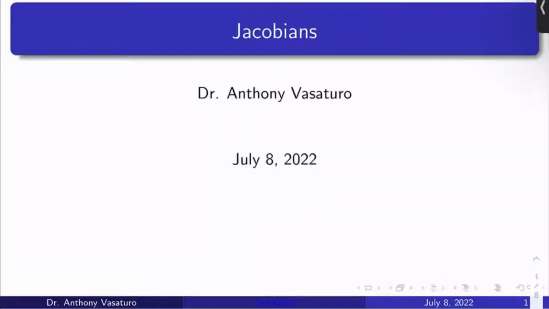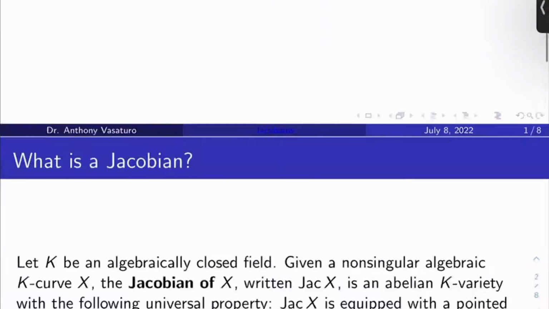Welcome back, everybody. Today we're going to discuss the basic theory of Jacobians and the main theorem of elliptic curves. We'll need this theory going into Eichler-Shimura. So what is a Jacobian?